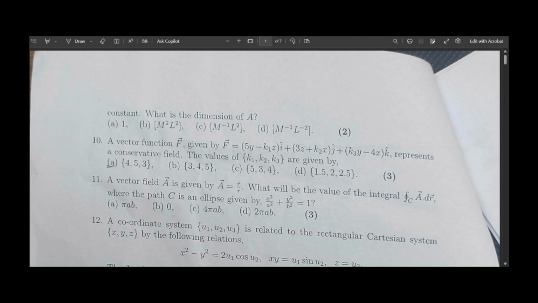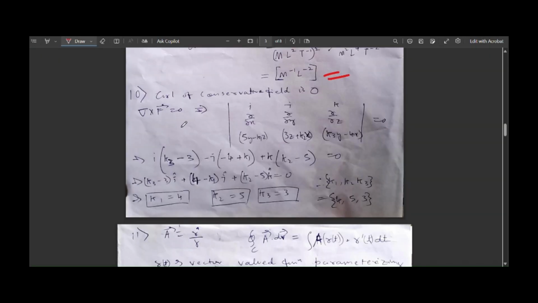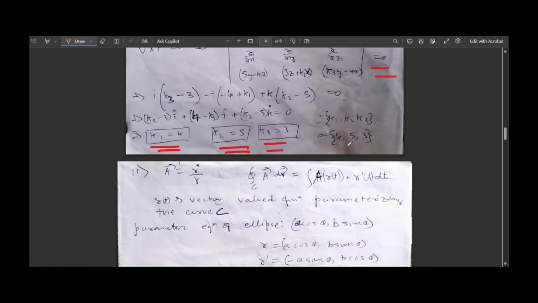For this we have to know the concept of a conservative field. In a conservative field, the curl is 0. So the question becomes very easy. Find the curl of f. The curl of f is 0, so we have to equate it. Find out the curl, and by equating all the i, j and k terms to 0, you can find the values of k1, k2 and k3. k1 is 4, k2 is 5, k3 is 3. So k1, k2, k3 becomes 4, 5, 3.